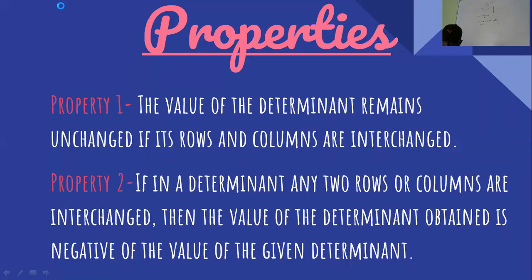So here's my topic, the properties of the determinant. Property 1. The value of the determinant remains unchanged if its rows and columns are interchanged. It means that if we interchange the rows and columns, the value of the determinant will not be affected. Property 2. If any two rows or columns of a determinant are interchanged, then the value of the determinant obtained is the negative of the value of the given determinant.